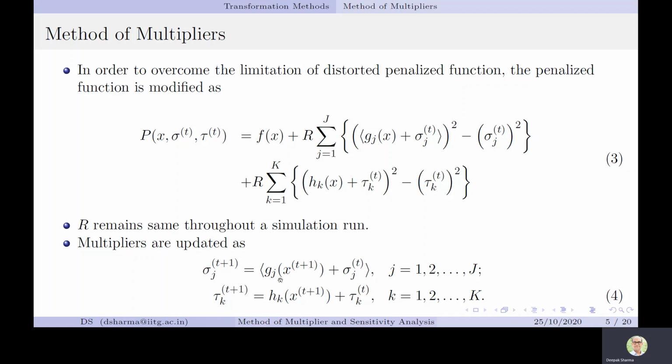As we can see in equation number 4, sigma t plus 1 is equal to, inside this bracket operator, g j at the new point, where x t plus 1 means the new point which we get, plus sigma j t, which is the previous value. Similarly, for tau t plus 1, we find the equality constraint at the new point plus tau k t, which means the previous value.